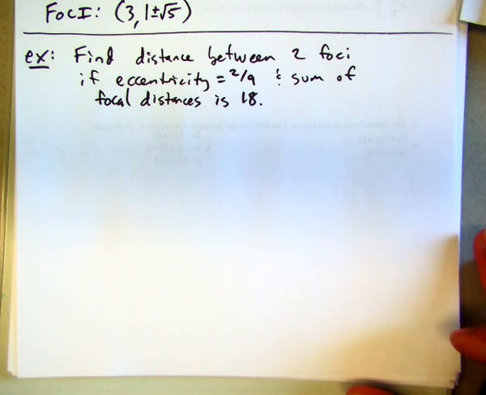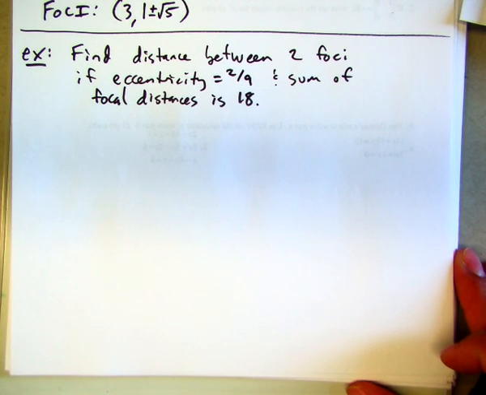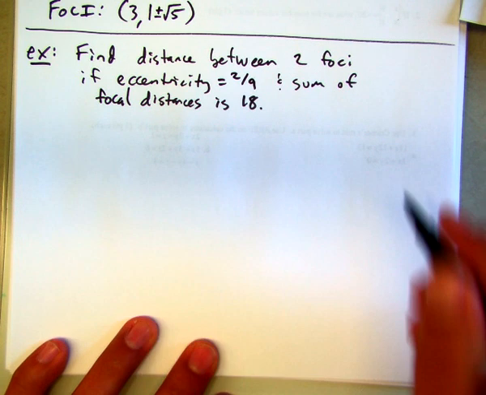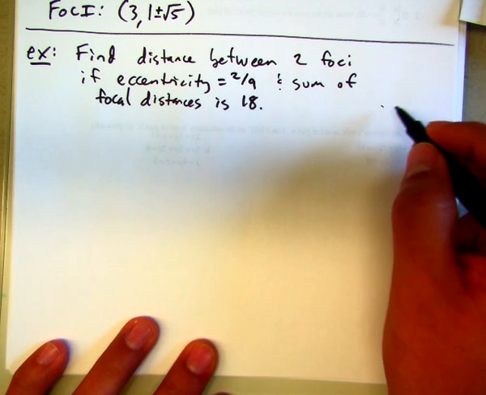So here's a simple example of maybe we're just curious how far something is or what distance we need to find, and we have some information. We don't actually need the entire equation. All we care about is the distance between two foci. So I'll draw a picture so we know what we're looking for.